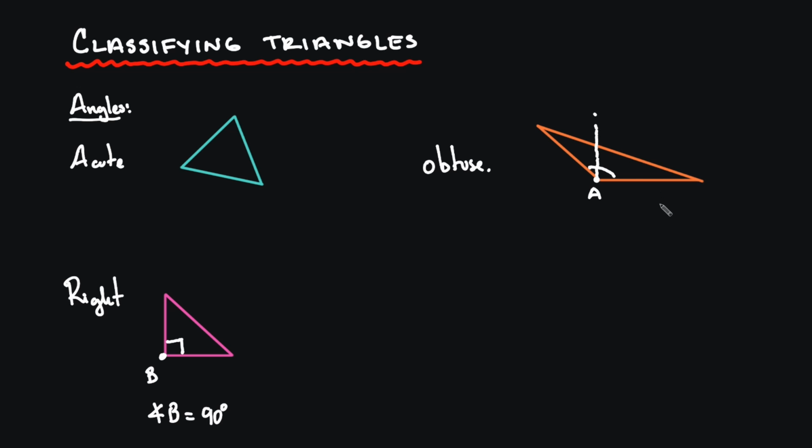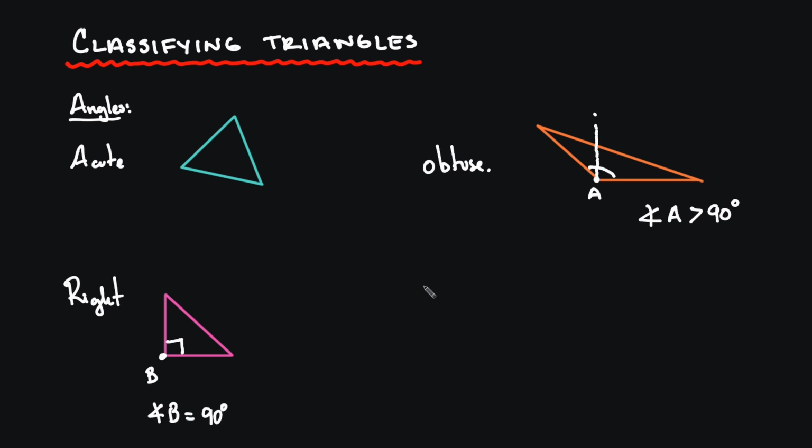Just to go back a little bit, if we go back to the obtuse, if angle A is greater than 90 degrees, then we have an obtuse triangle. If it's equal, then it's a right triangle. And if it's less than 90, it's an acute angle. And if we have all three, then it's an acute triangle.